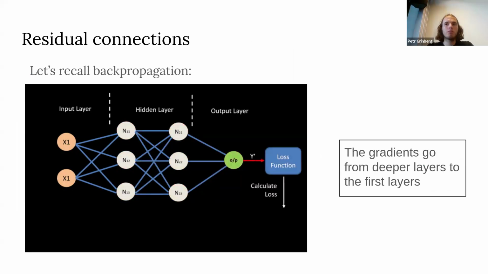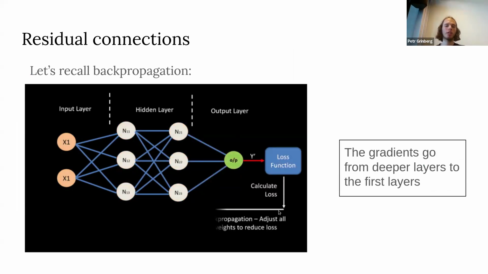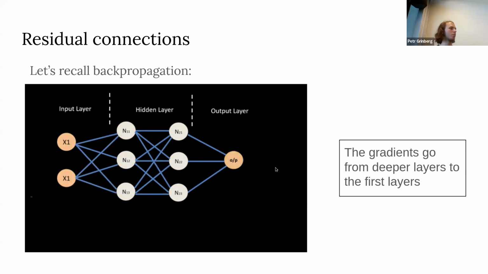One thing left to discuss is the residual connections. So let's recall backpropagation. As you see in the graph in the GIFs here, you have your input layer, you do some forward pass, you make predictions, you get some output, you apply some loss function, calculate it, and you update your weights step by step using the gradients from this loss.